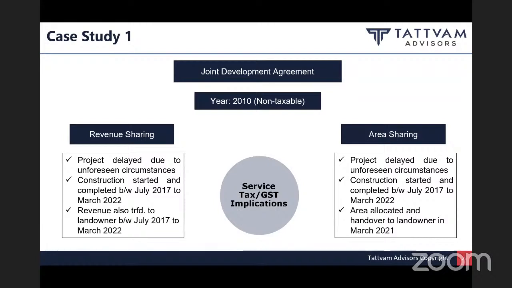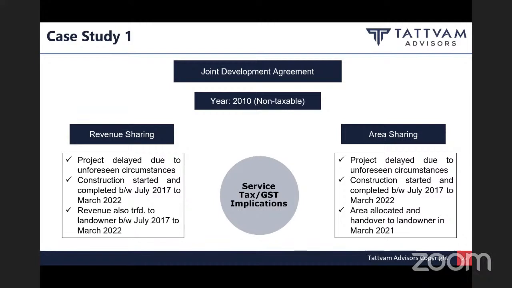What if my development right agreement is entered in pre-GST era and my revenue sharing is done in GST era, or area sharing is done in GST era? What to do, whether tax is payable or not? So let me take few examples. There can be so many transitional issues, etc. So I've taken 2-3 case studies for the benefit of all to understand this in detail.